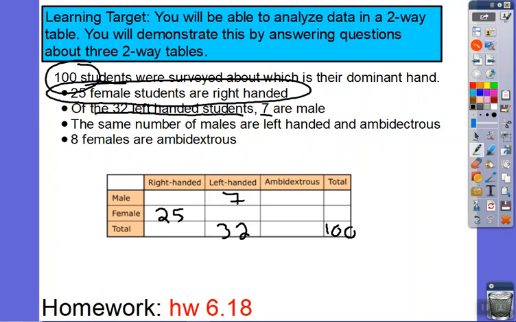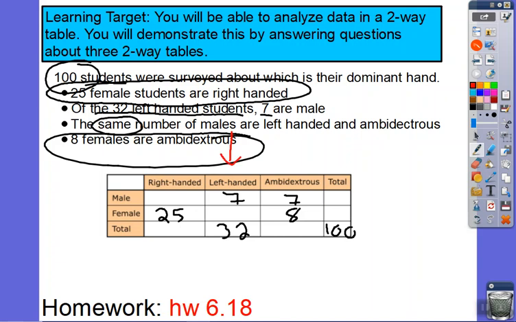The same number of males are left-handed as ambidextrous. So since I know it's 7, I know ambidextrous is 7, which means you can use both hands equally well. And lastly, 8 females are ambidextrous. So female ambidextrous is 8. Okay, where can we start? I believe there's only one spot we can start. Could you take a second and see where that would be? It is the left-handed column here. So I'm taking the 32 total, I'm subtracting 7, and I've got 25.